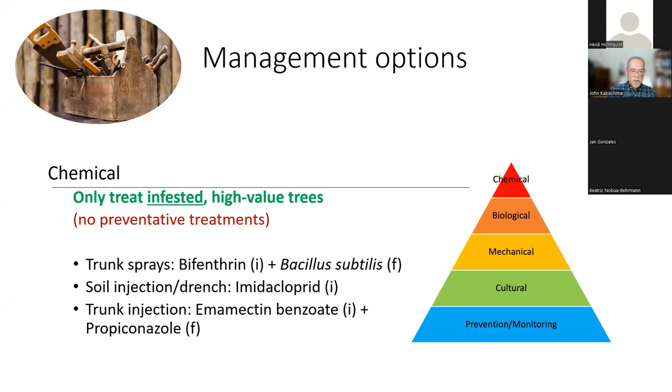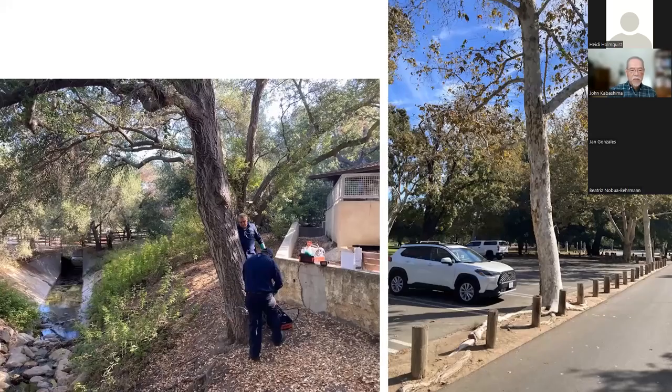So for chemical treatment, if you have a high-value tree, you can use chemicals, but we don't recommend spraying trees that aren't infested. That is a waste of your money, because of the way this beetle moves around, you don't want to spray things that aren't infested. However, if you do have a tree that's infested and it's a high-value tree, then you can use a trunk spray with bifenthrin plus Bacillus subtilis. And you can use, in conjunction with that, a soil drench or an injection with imidacloprid. And then the other option is you can trunk inject emamectin benzoate and propiconazole. So those are your options for high-value reproductive trees.